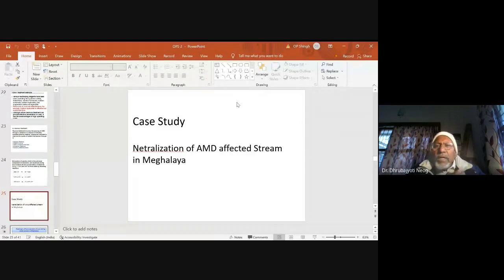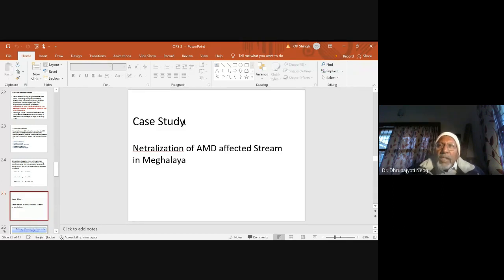Since time is limited, I'm rushing fast, and I will be talking about a case study which we have taken in Meghalaya in order to neutralize the acid mine affected streams. And just let me give the background of Meghalaya. In Meghalaya, coal is found in all different regions, in Jaintia Hills, in Khasi Hills, and Garo Hills.